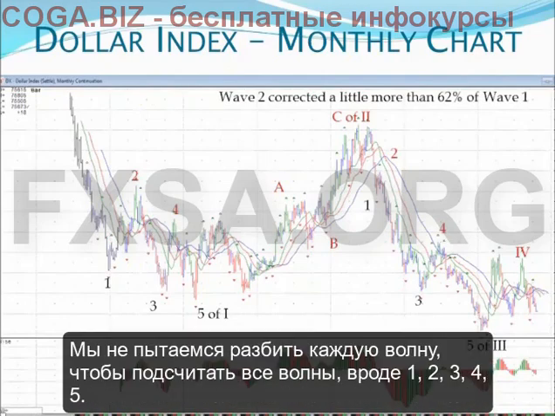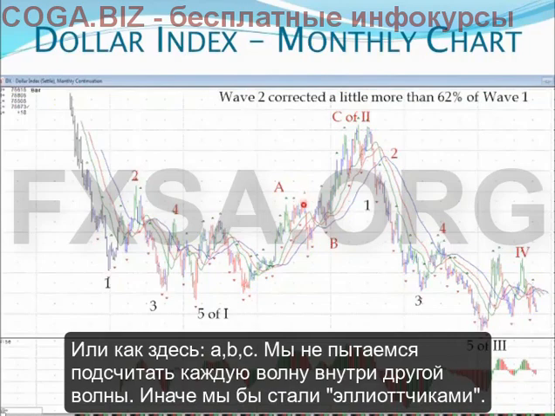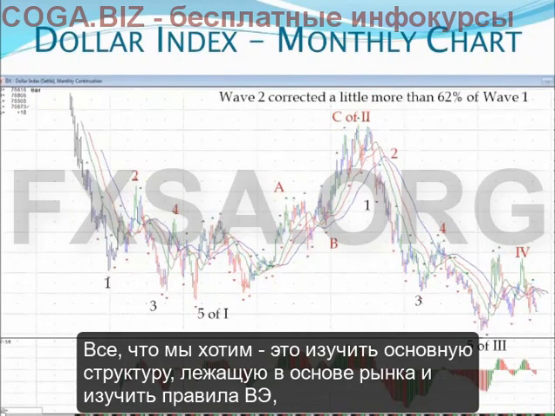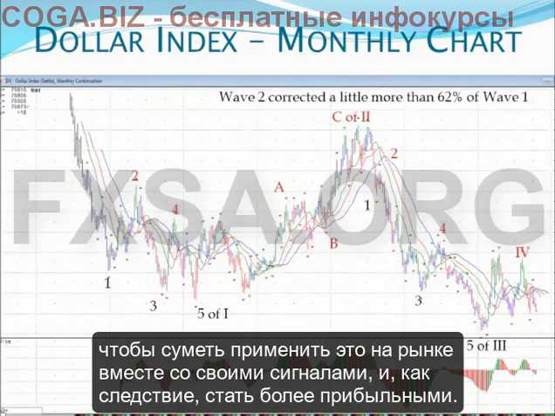We're not trying to break down... I mean, we could get in here and break 1, 2, 3, 4, 5 and try to go A, B, C and count every wave inside of the wave. Then we become Ellioticians. What we want to do is get the basic underlying structure and the rules of the Elliott wave and be able to apply them with our signals in the market and be more profitable.